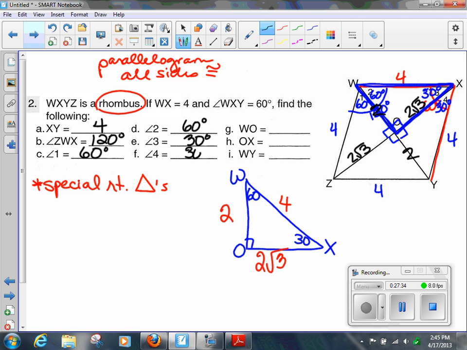Okay. All right, now we got to be careful. WO, OX, and WY. How come? 2 plus 2 is 4. What do you think? I hope so. You need to figure this out.